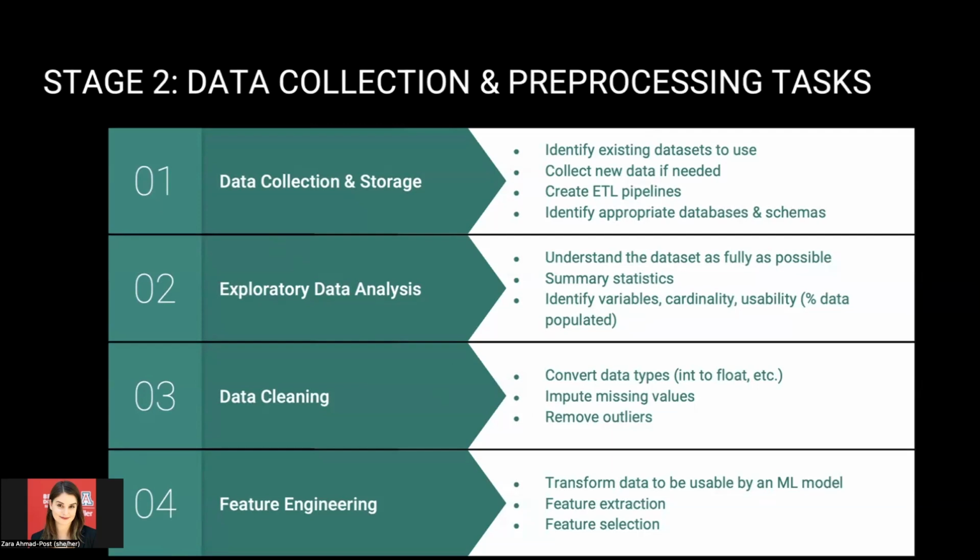We do our summary statistics. We're going to identify variables. We're going to identify cardinality and how usable that data is, so how much of that data is actually populated. After that, we have data cleaning. We're going to convert data types, impute missing values, and remove outliers if that's required. And then we'll have our feature engineering, where we transform our data to be usable by a machine learning model. We'll do our feature extraction and feature selection.